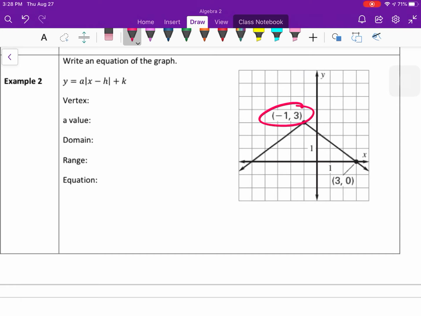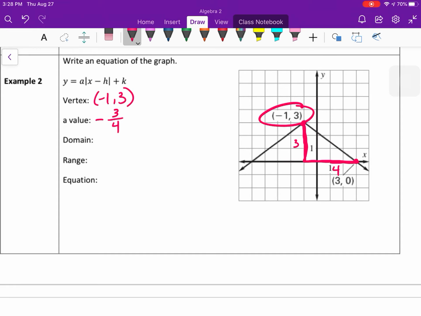All right, this one we got the vertex is negative 1, 3. Our A value is going to be negative again because we have it opening down. We need to find the slope. So here we use those 2 points. You can use any 2 points. You make a right triangle from one to the other. Then find the height, so this is up 3. And then the length or the base of the right triangle, 1, 2, 3, 4. So you can do it that way. And then it's rise over run, so it's going to be a negative slope of 3/4.